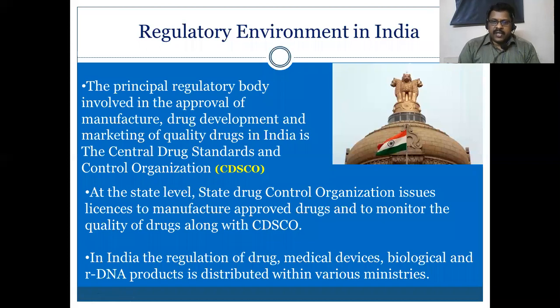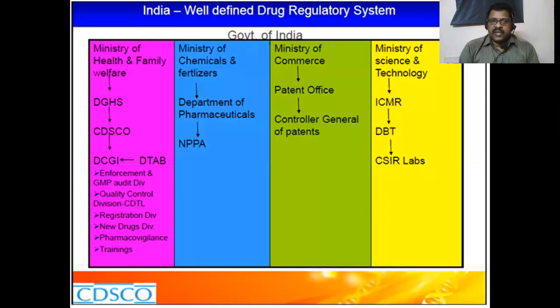All the state drug control organizations issue licenses to manufacture approved drugs and monitor the quality of the drugs along with CDSCO. So many state-level branches are also there for CDSCO. In India, the regulation of drugs, medical devices, biologicals and rDNA products is distributed within various ministries. So this is the way the regulatory system is functioning in India, under various ministries.